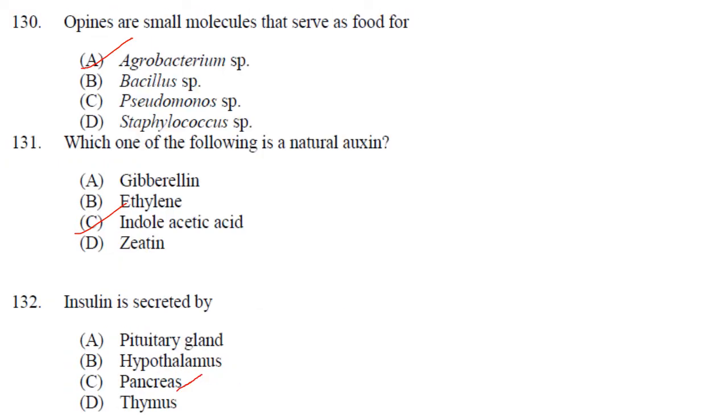Next one, opines are small molecules that serve as food for, I already discussed about opines in just the previous question. So the answer here is Agrobacterium species. Then next one, which one of the following is a natural auxin? Indole 3 acetic acid. Answer is option C. Then insulin is secreted by pancreas. Answer is option C.